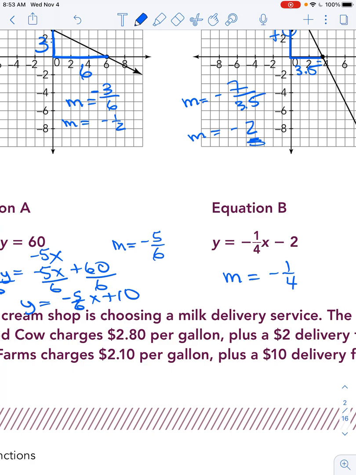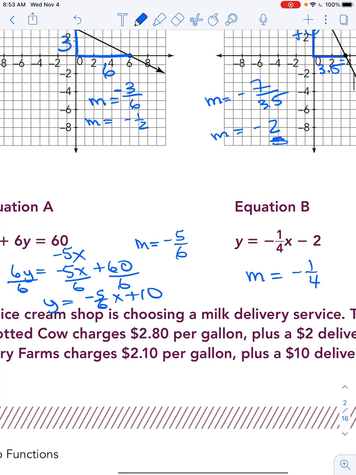That's not what we're looking at. Which one has the greater rate of change? Is 5/6 a bigger change, or is 1/4? So 1/4 comes out to... This right here is the larger change.